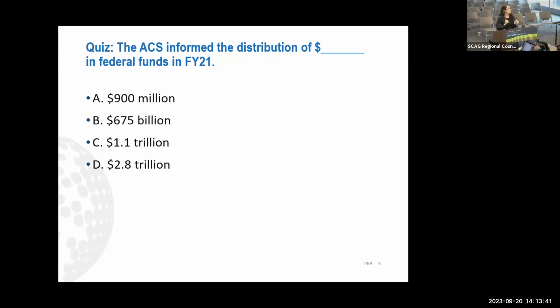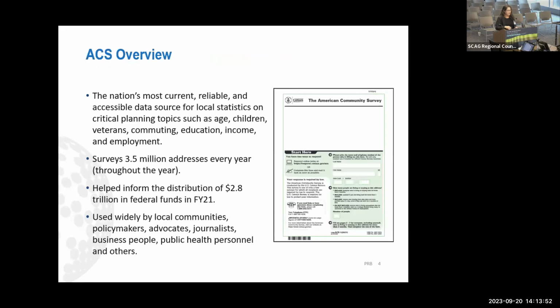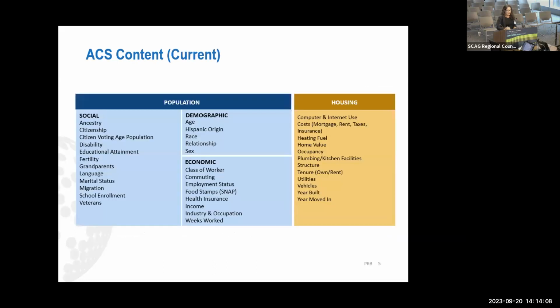So just under $3 trillion in federal funding is allocated based on the ACS in some way, pretty much every year. So there's a reason why this survey is as big as it is. It is also widely used, of course, by local communities, by policymakers, by advocates, by journalists, by business people, by public health folks, just tons and tons of uses in addition to that almost $3 trillion in federal funding. And it's widely used because there's just this wealth of topics in the ACS.